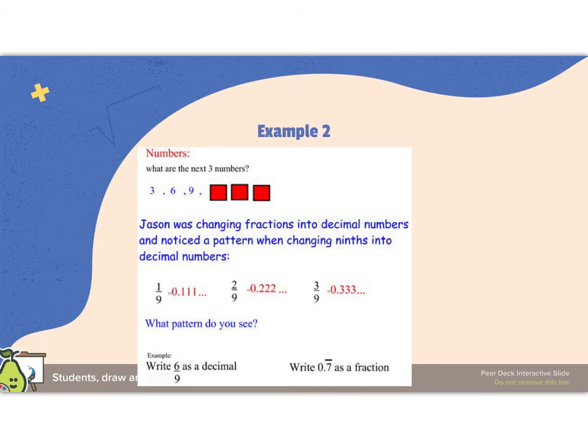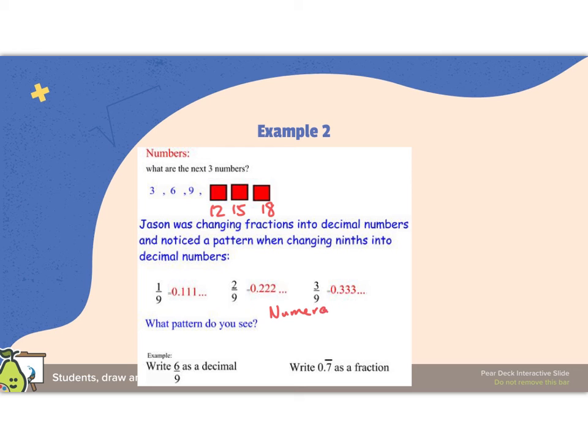If we take a look at repeating numbers, so 3, 6, 9, they're adding 3 each time, so 12, 15, 18. Over here, there's a pattern. So 1 divided by 9 is 0.111, and so on. 2 out of 9 is 0.2222. 3 out of 9 is 0.3333. So what pattern do I see?